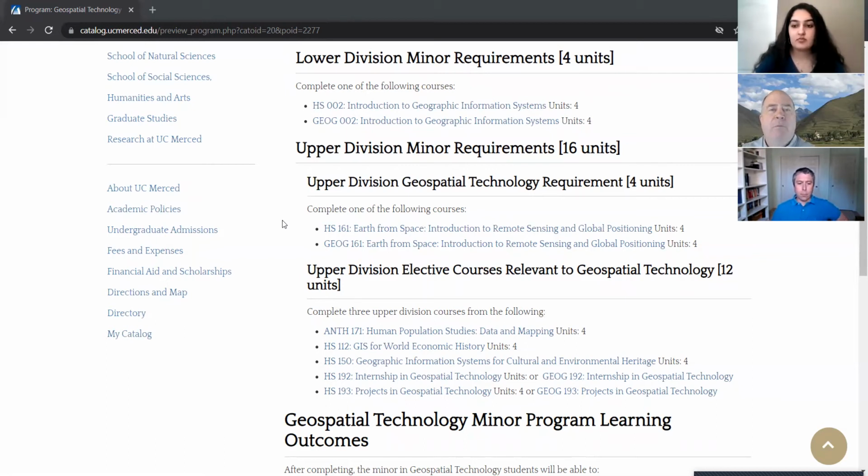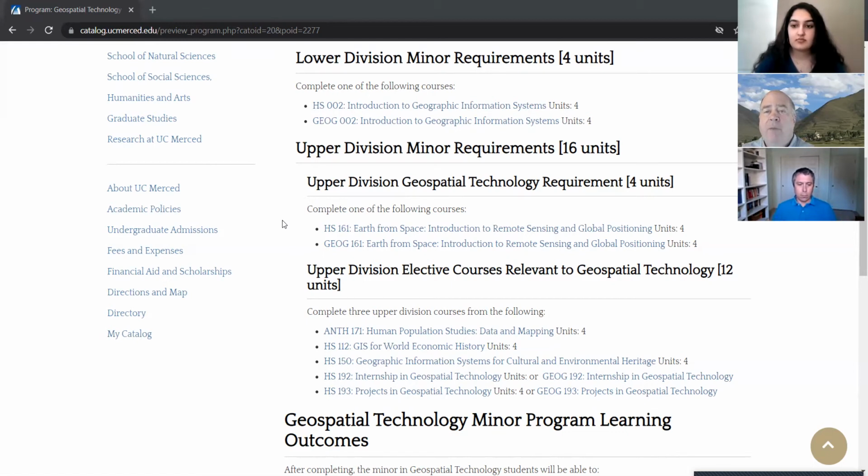And even if it was paid or not paid, we could let you register for the internships in geospatial technology, Heritage Studies 192. And that could count as one of the 4 required upper level courses.